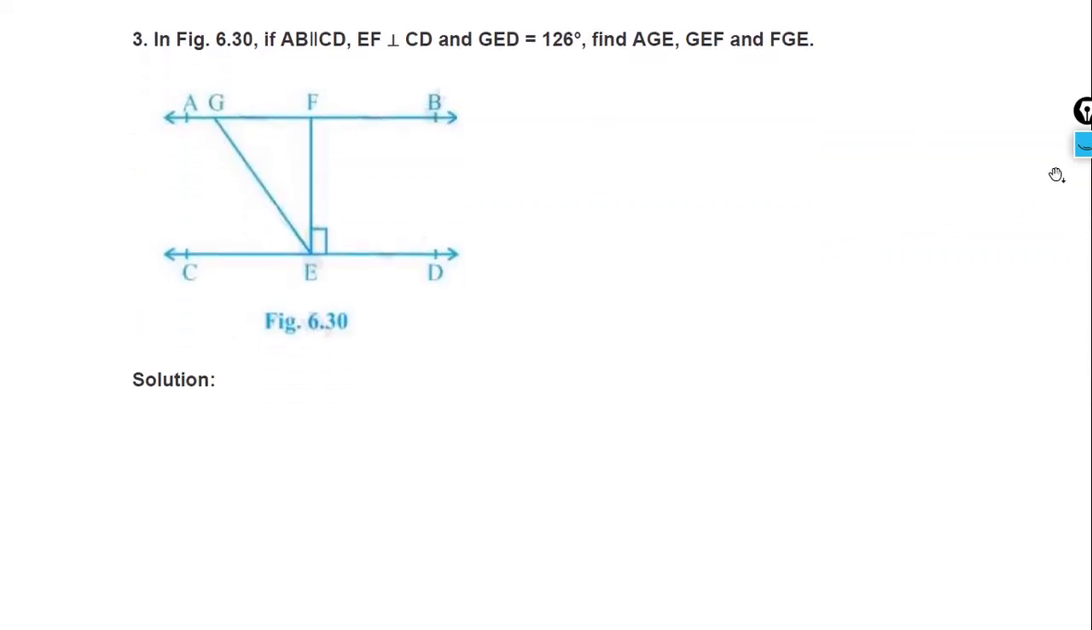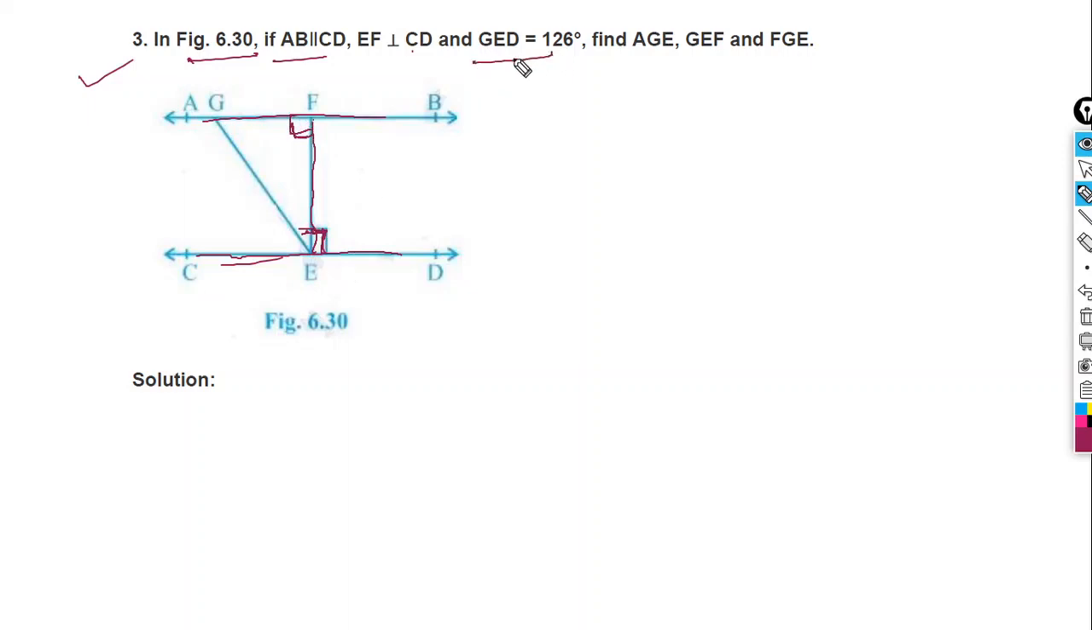Okay, this one. See, in figure 6.30, if AB is parallel to CD, where is AB? This line AB is parallel to CD. Now EF is perpendicular to CD. Where is EF? This EF is perpendicular to CD. That means this angle is 90 degrees. Then this angle must also be 90 degrees, as AB is parallel to CD.